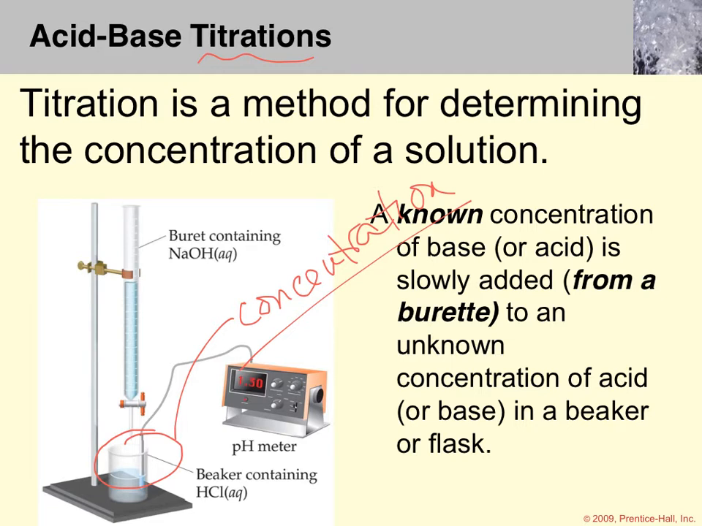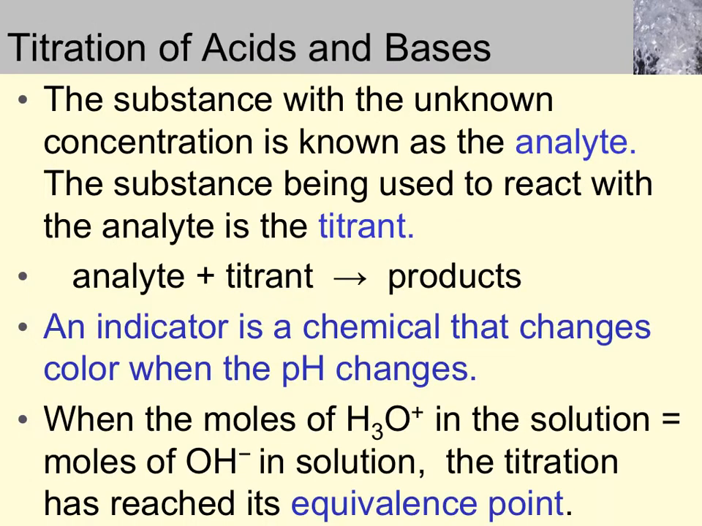All right, so the material that you don't know the concentration for is typically in a beaker or Erlenmeyer flask. And then you have another substance that it reacts with in a burette, and it's delivered in a very precise way. You know exactly what the concentration of the substance in the burette is, and you can measure exactly how much of it you add. The substance with the unknown concentration is called the analyte. It's what you're analyzing. And the substance in the burette that has the known concentration is the titrant.